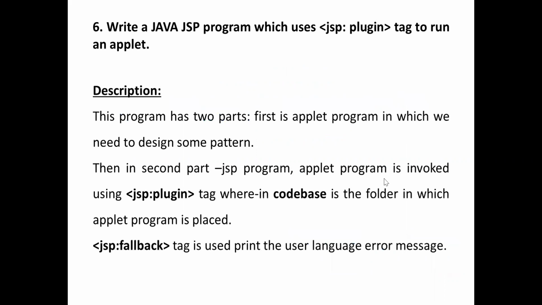So today we can explain the sixth problem, that is write a Java JSP, that is a Java server page. We have to write a program, and in that it contains a tag, that is a JSP tag. I have to use a plugin tag and run an applet. So today I can explain two programs. So one for the regular class and another for the example of how to run the applet.